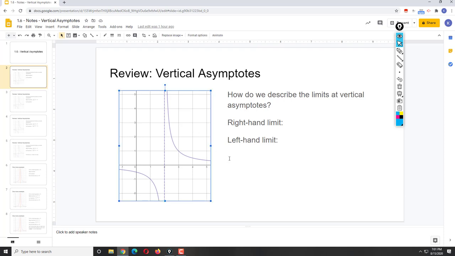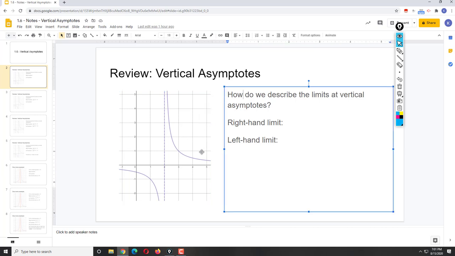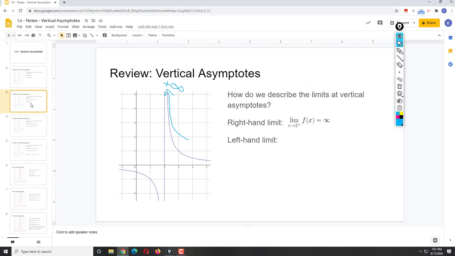We can describe vertical asymptotes using limits. In this function, the right-hand limit is getting bigger and bigger and bigger. When it becomes infinitely large, we call this positive infinity. So one way to describe this is to say that the limit of f of x as x approaches 2 from the positive side is equal to positive infinity.